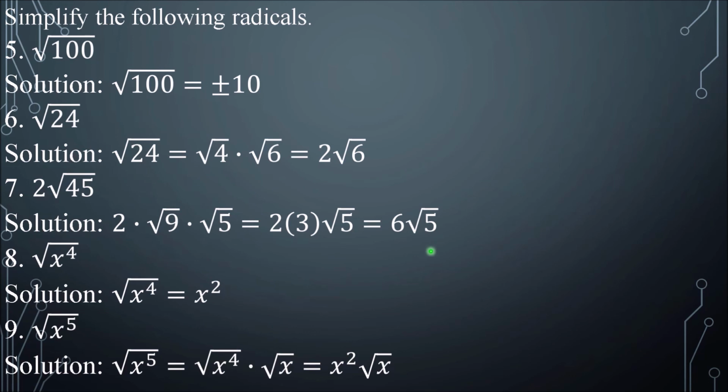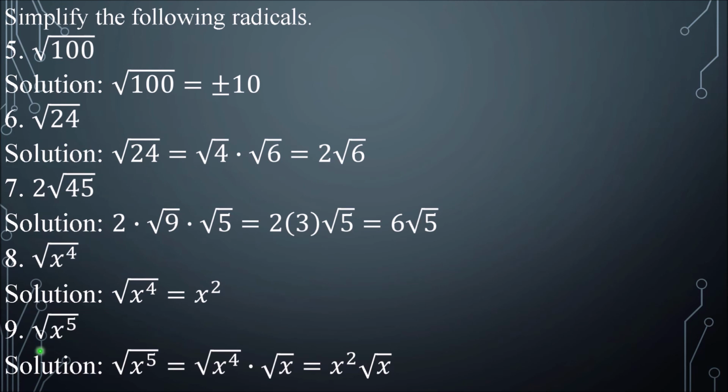Now let's have a variable radicand. Square root of x raised to 4. x raised to 4 is a perfect square expression. So the square root of x raised to 4 is x squared, considering the principal root.